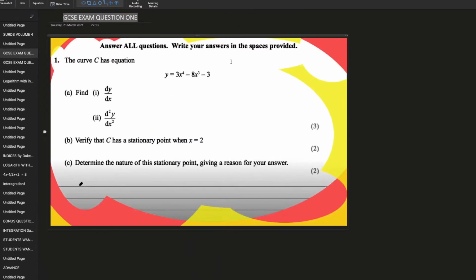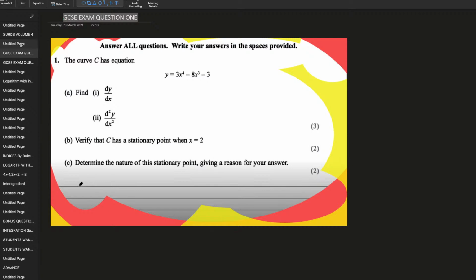Awesome. Beautiful. We have a question here that says, answer all questions. Write your answers in the spaces provided. This is a GCSE examination question 1. A curve has an equation.